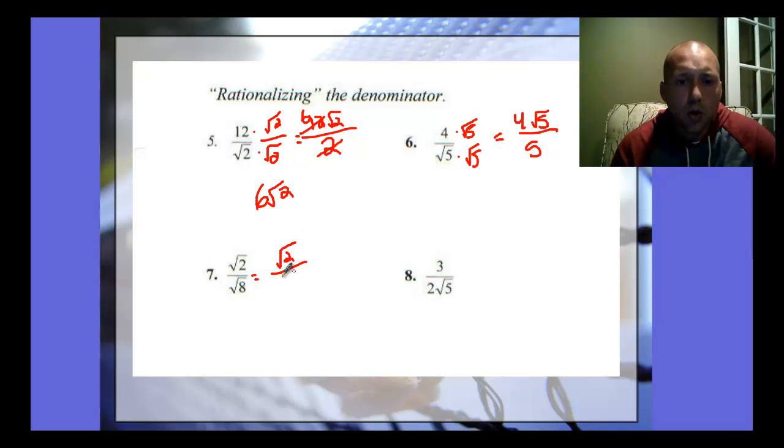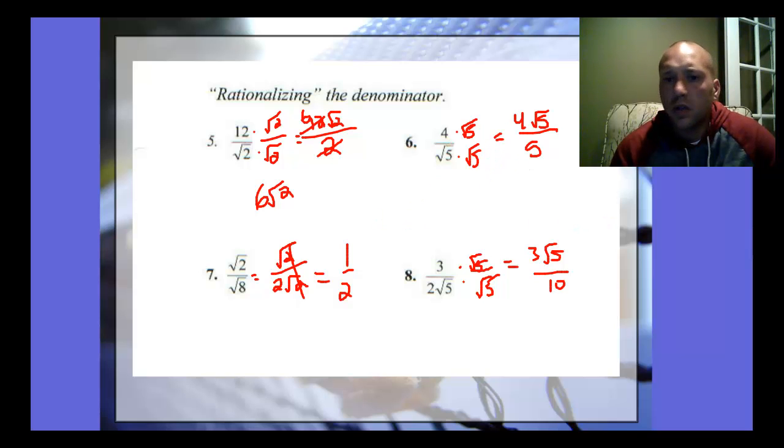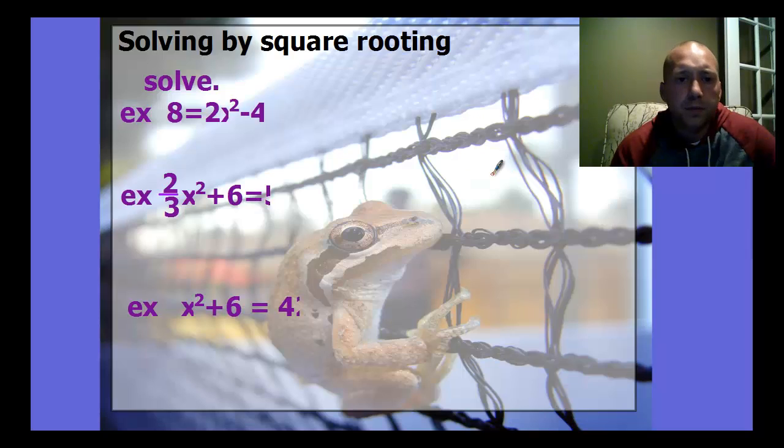Here we have square root of 2 over square root of 8, which is 2 root 2. The 2 is reduced out, so we actually end up with 1/2. And then here, multiply top and bottom by root 5. So we get 3 root 5 over 2 times 5, or 10. And that would be done. So you've got to multiply by the value of 1 to get the radical out of the denominator.